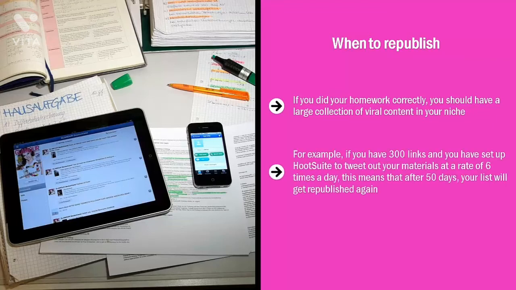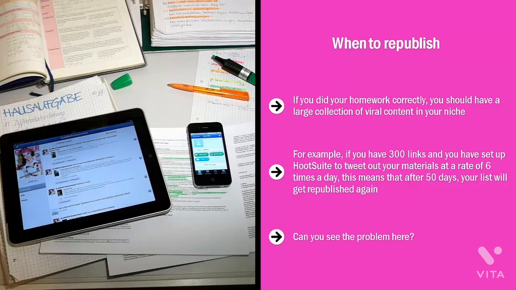For example, if you have 300 links and you have set up Hootsuite to tweet out your materials at a rate of 6 times a day, this means that after 50 days, your list will get republished again. You may want to tweet more frequently, like 12 times a day, and this would cut down your republish date to 25 days. Can you see the problem here?